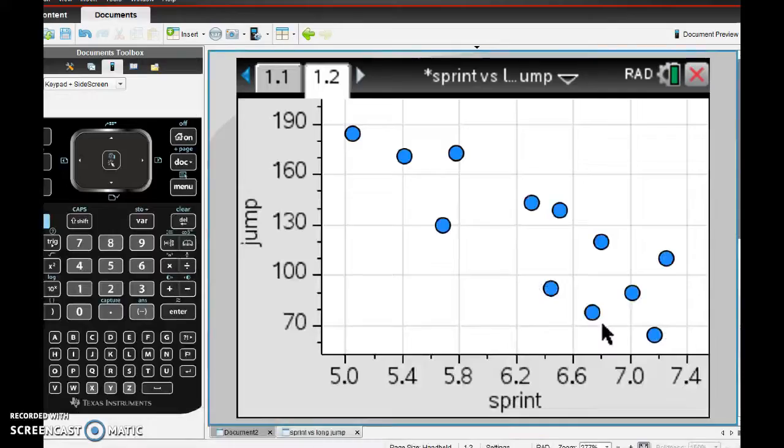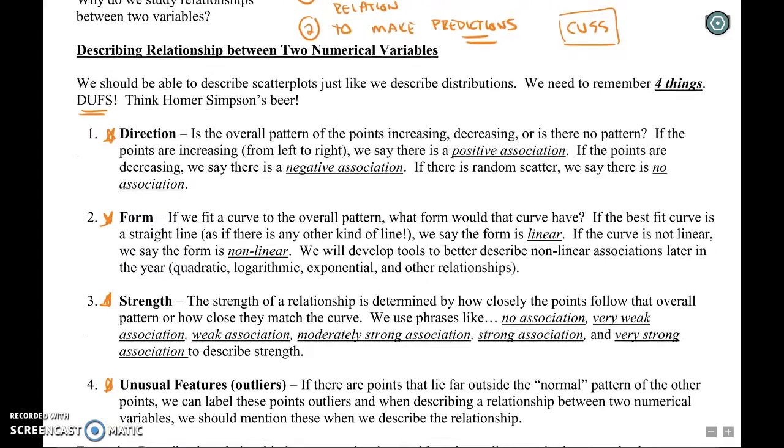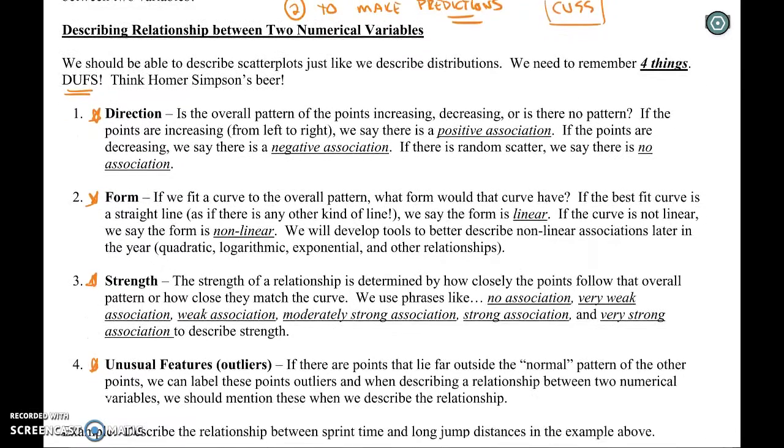So how do we describe this relationship? Before, when we would describe univariate data, one variable data, we would talk about the center, shape, spread, and unusual features. Here we're going to do DUFS. Think Homer Simpson's Duff beer, whatever. Direction, form, strength, and then unusual features. Unusual features is the last one. You don't always have to say it, but if there aren't any unusual features, you just do direction, form, and strength. So direction is the overall pattern.